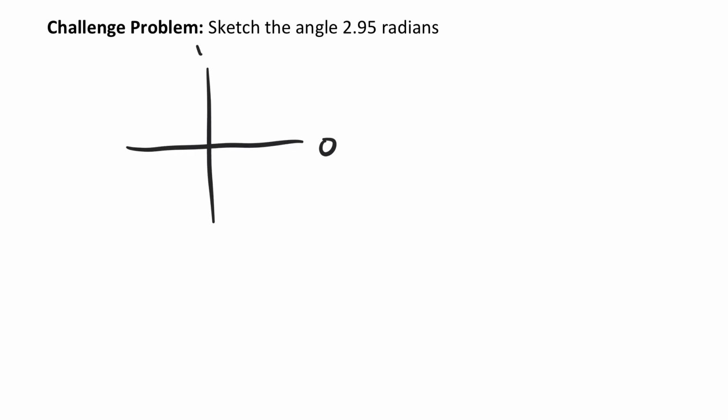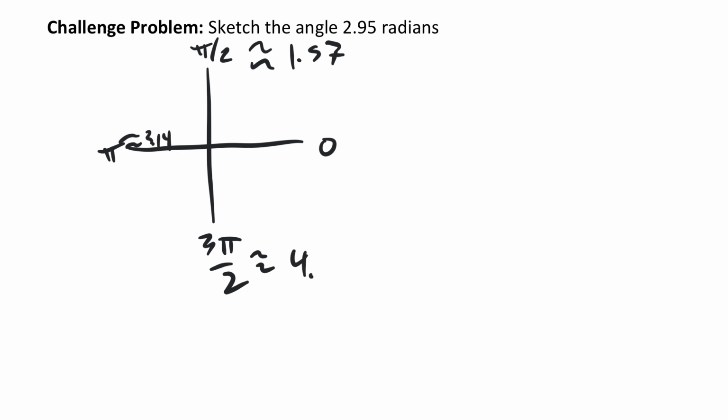Again, this is 0, this is pi over 2, this is pi, and this is 3 pi over 2. Those are the nice values if you leave them with the pi. But you don't have to leave them with the pi. And if you're using a calculator, pi over 2 is approximately 1.57. Pi is approximately 3.14. And 3 pi over 2 is approximately 4.71.